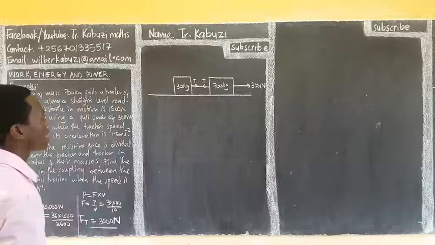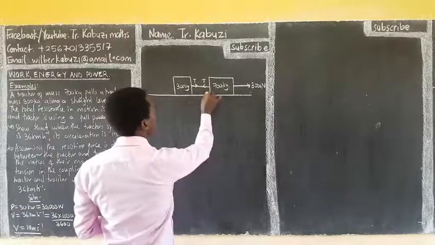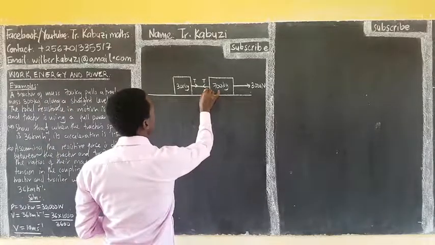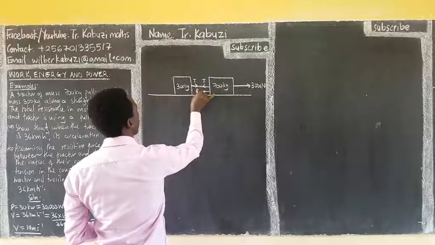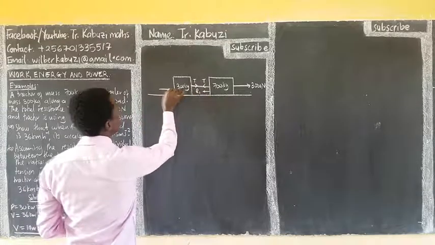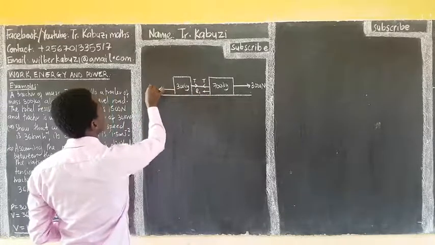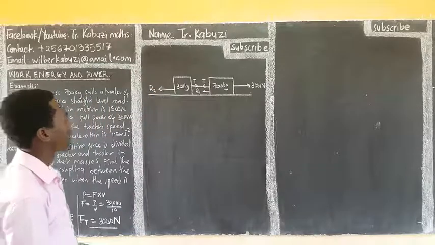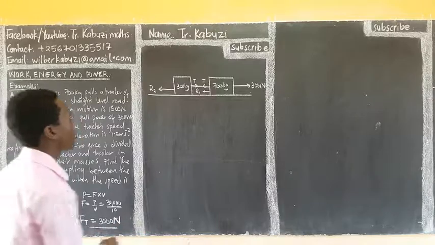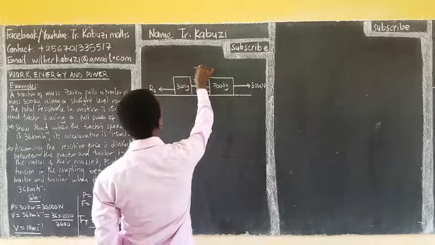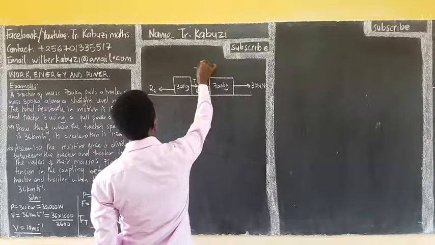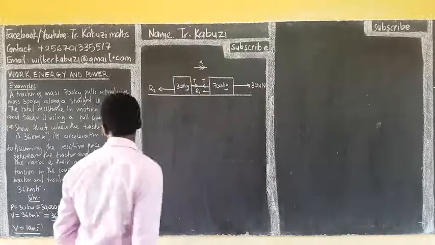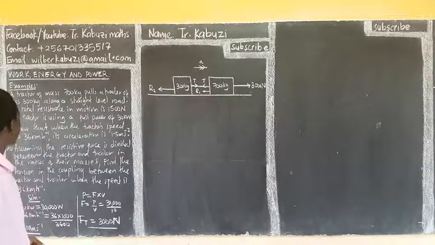But remember, they told us that as this one is moving, of course it will experience some resistance. Let us call it R1. And as this is also moving, it will experience some resistance R2. As long as we have that, the rest are going to be very easy. Now, the direction of acceleration we're expecting is going to be in that order.